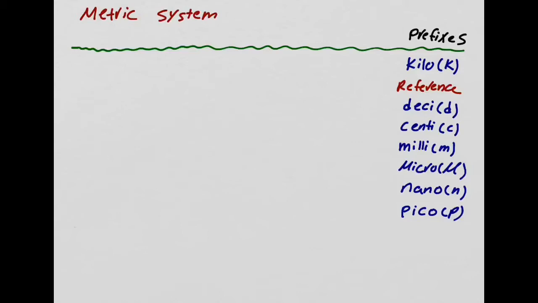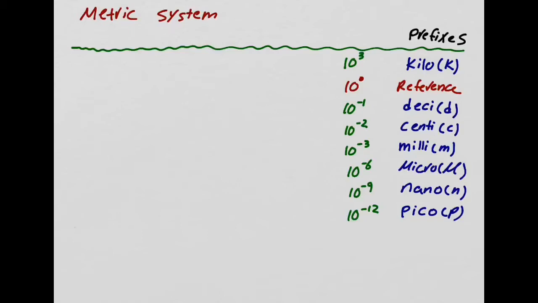Now what I want you to do is put 10 to the third for kilo. For the reference, put 10 to the 0. For deci, 10 to the minus 1. Centi is 10 to the minus 2. Milli is 10 to the minus 3. Micro is 10 to the minus 6. Nano is 10 to the minus 9. Pico is 10 to the minus 12. Super, super tiny, right?